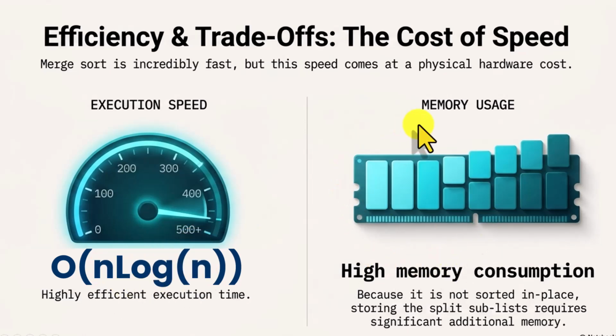But the trade-off is that it has high memory consumption, because it is not sorted in place in the memory where it is. Every time you split the data set into smaller ones, you are creating a copy for the sublists, and creating a copy needs extra space. So it is very high speed, but it has high memory consumption.